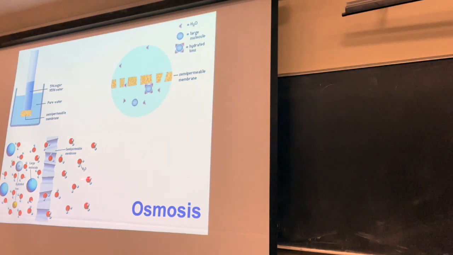So again, water can go back and forth. The solute is not supposed to go back and forth in osmosis. And the desire for the solution is that more of the solvent is going to rush to the side of the solute, trying to make those concentration numbers decrease.